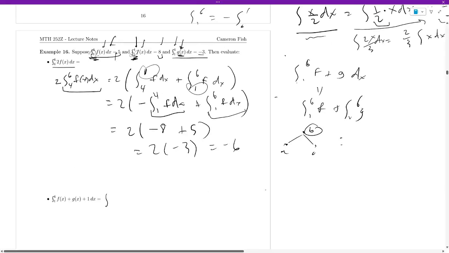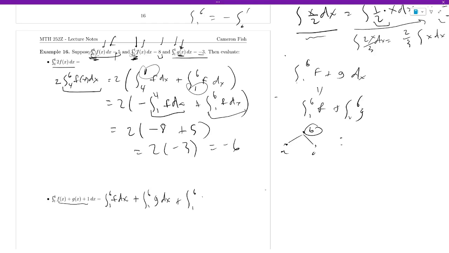Remember, I have the plus rule, the addition rule. If it's the integral of a bunch of things added together, that's the integral of the first thing, plus the integral of the second thing, plus the integral of the third thing, all with the same numbers.